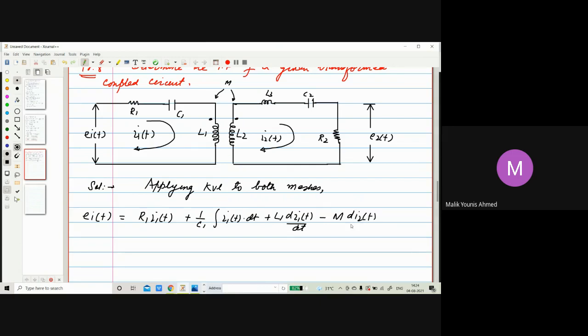di2 of t by dt. Okay, that is the equation number first. I think this is clear. Roll number 69, yes sir, is it clear? Yes, sir. Those types of numericals we have taken.